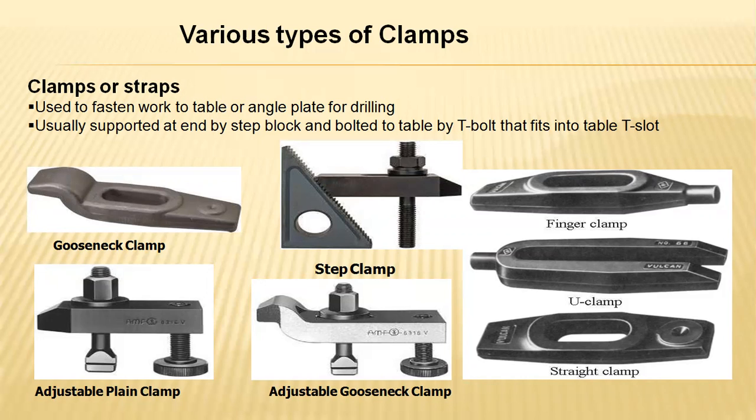That guides from the work to the table or the angle plate for drilling, which is supported at the end by a step block and bolted by a T-bolt, as displayed in the diagram for the T-bolt sections. There's a finger clamp, there's a U clamp, and there's a straight clamp, an adjustable clamp to a particular elevation level, an adjustable gooseneck clamp, and a step clamp for maintaining particular inclinations to certain levels.